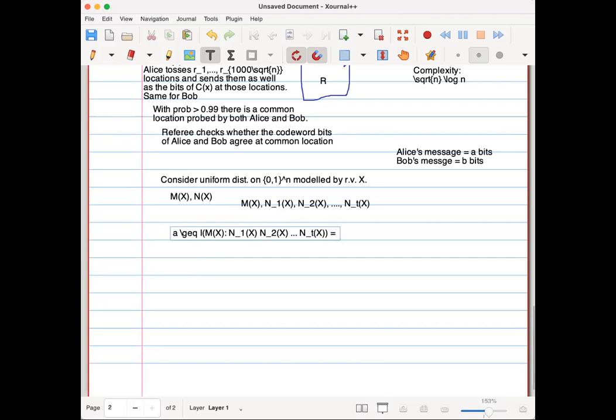Then I'm going to write this mutual information by the chain rule, as a sum of terms I_i, where I_i is the mutual information between MX and NiX conditioned on the prefix N1X through N(i-1)X.